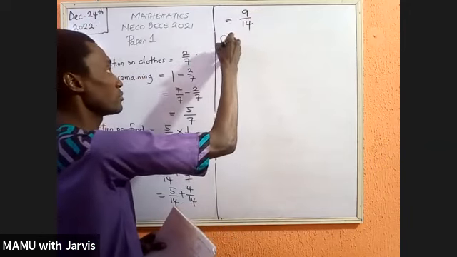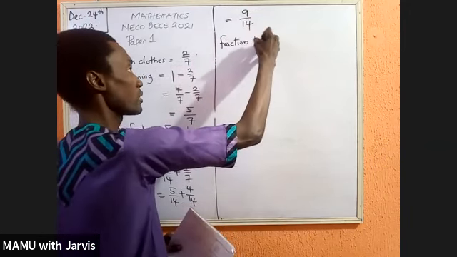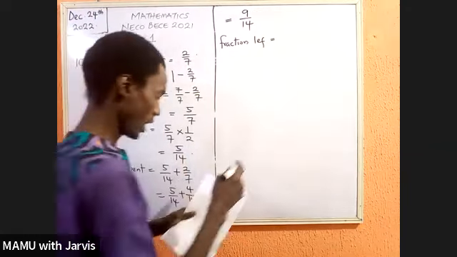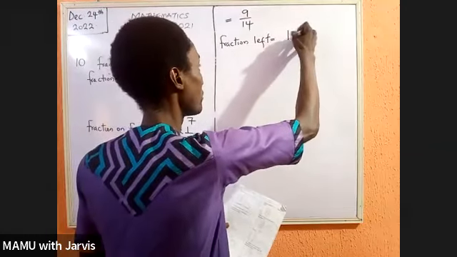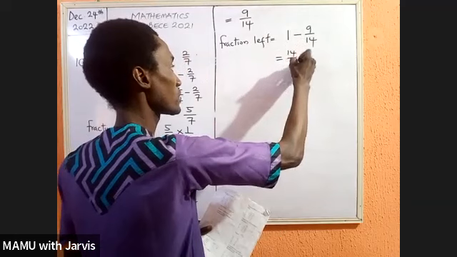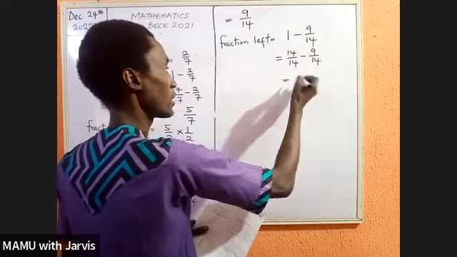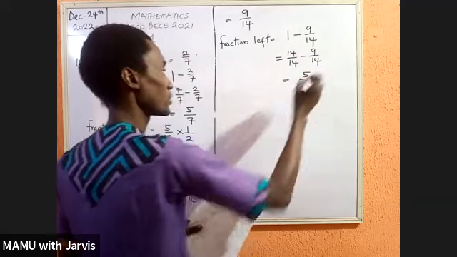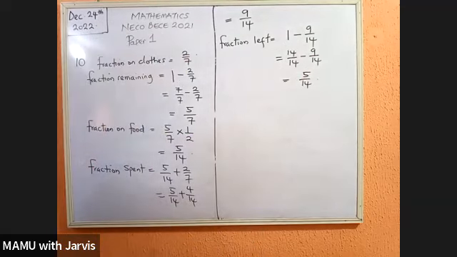All right, so what fraction will be left? That will simply be 1 minus 9 over 14. So that will be 14 over 14 minus 9 over 14, and that will give me 5 over 14. So what is left will be 5 over 14. If I've done this work correctly, I should be having that as my answer. That's 5 over 14. I've done that correctly.